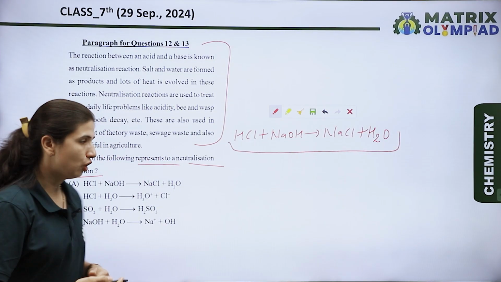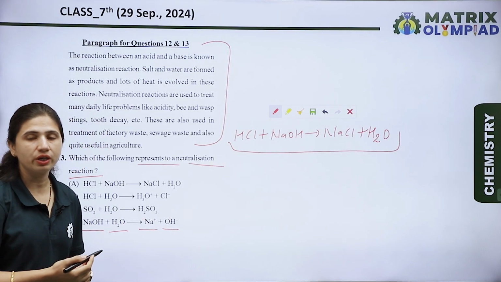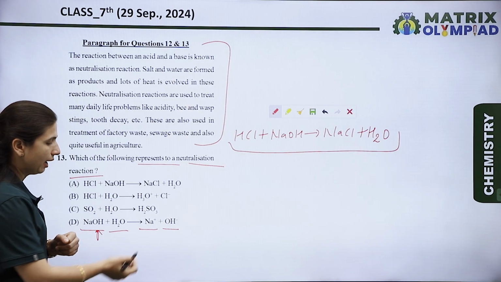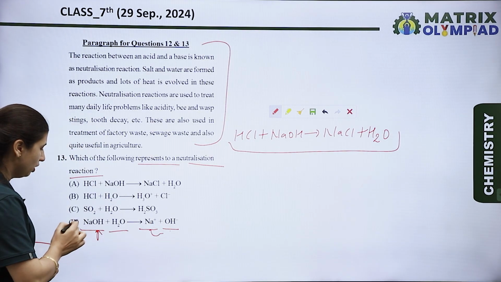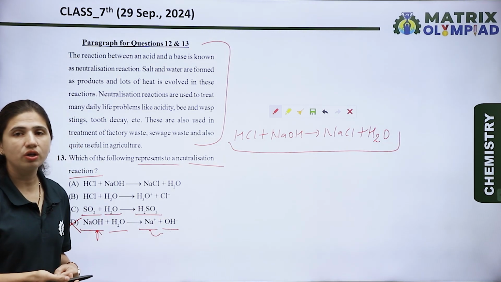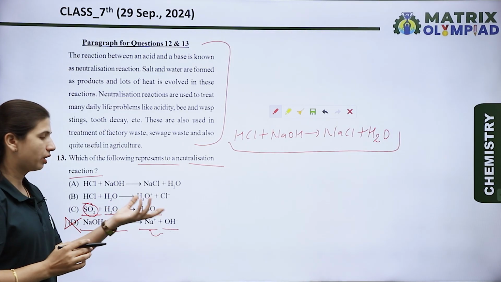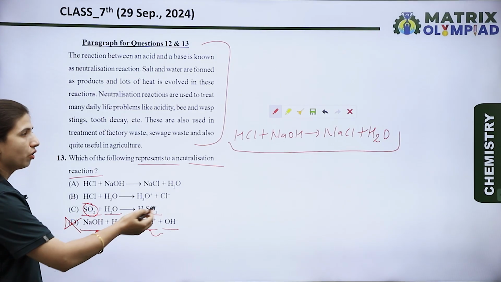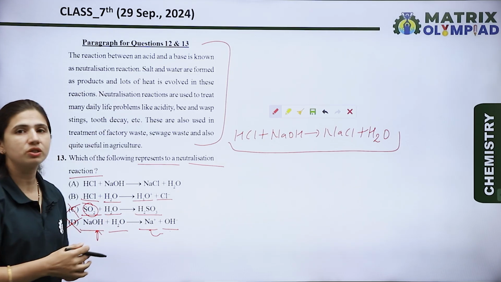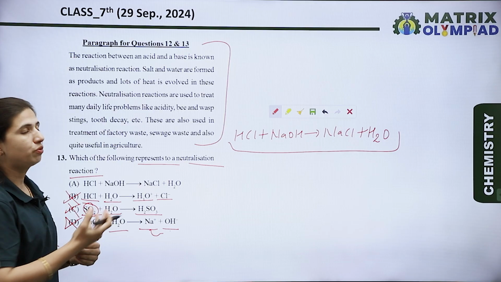Now let's see the options. The last option is NaOH reacting with H2O, which gives Na positive and OH negative. No, it is not a neutralization reaction, because NaOH is a base and it dissociates into its ions. SO2 reacting with H2O gives H2SO3. It is also not a neutralization reaction, because SO2 is an acidic oxide which reacts with water and forms an acid. Next, HCl reacts with H2O and gives H3O positive and Cl negative. It is also not a neutralization reaction.